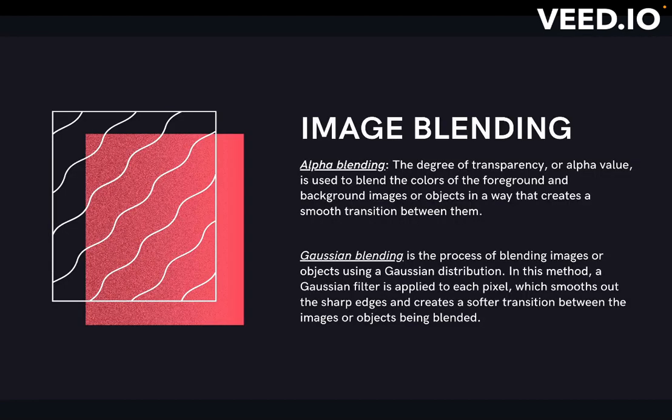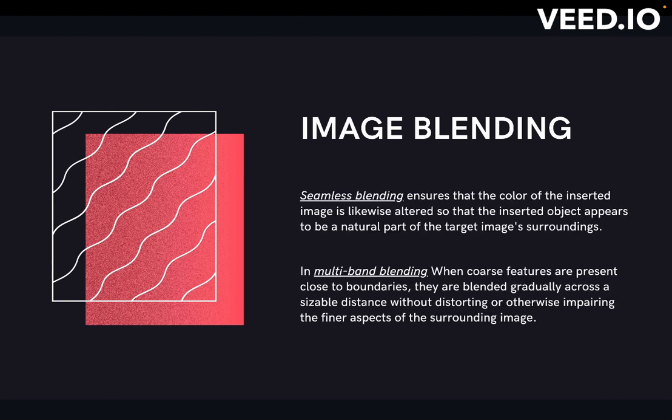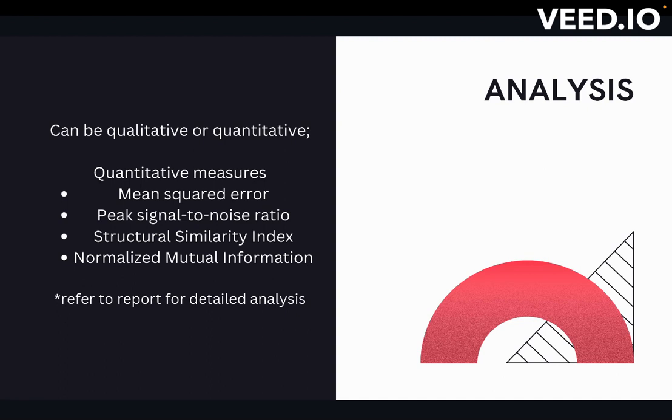Finally, let us look at image blending. Four different techniques were applied. Alpha blending is the process that takes transparency of each pixel into account. Gaussian blending, on the other hand, is a process of blending images or objects using a Gaussian distribution. Seamless blending ensures that the color of the inserted image is likewise altered so that inserted object appears to be a natural part of the target image's surroundings. Finally, in multi-band blending, the photos that will be blended are first divided into a collection of component images with bandpass filters.